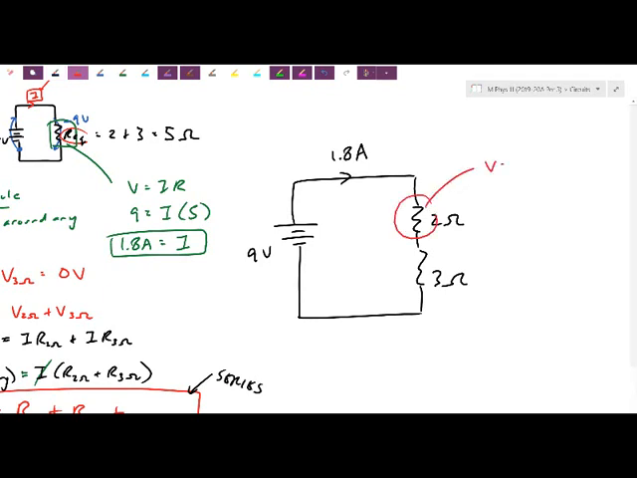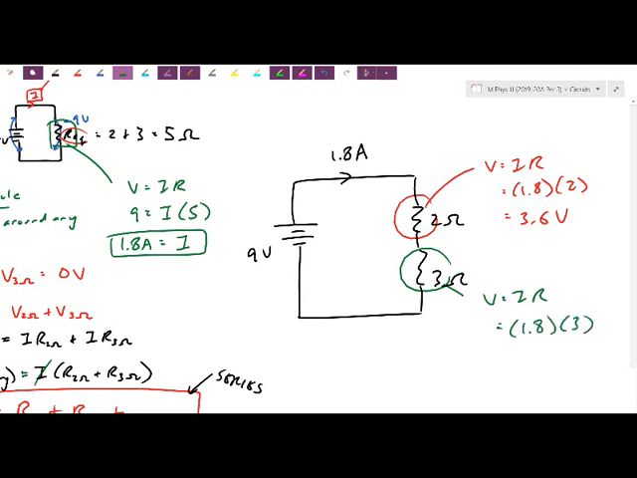V is equal to IR, but I need to do V is IR for each component itself. Now I know I have 1.8 amperes worth of charges times the 2 ohm resistor. That gives me 3.6 volts. On the other one, I can use Ohm's law, same formula, but applying to a different circuit component. The current is the same. The 1.8 amps that made it through the first resistor will still make it through the second resistor, but the second resistor has 3 ohms, and when I multiply it, I get 5.4.